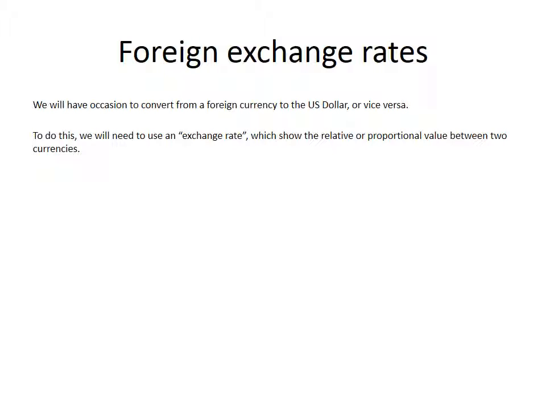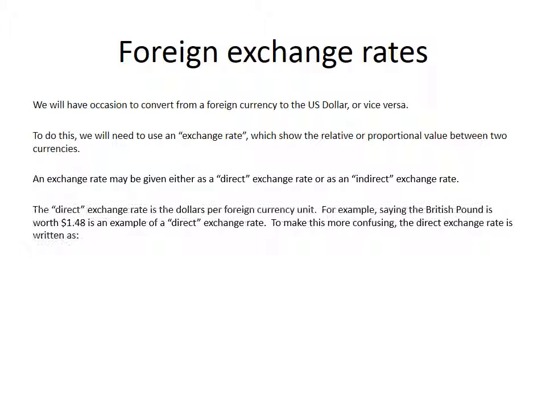To make this conversion, we're going to need to use an exchange rate, which shows the relative or proportional value between two currencies. An exchange rate can be given either as a direct exchange rate or as an indirect exchange rate. The direct exchange rate is the dollars per foreign currency unit. For example, saying the British pound is worth $1.48 is an example of a direct exchange rate.